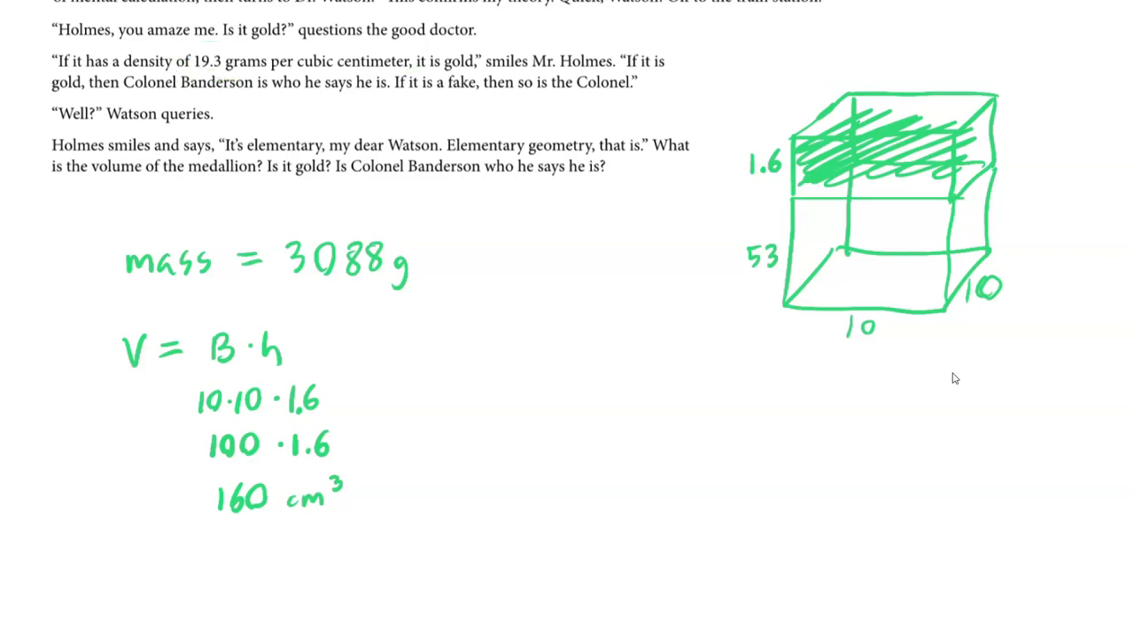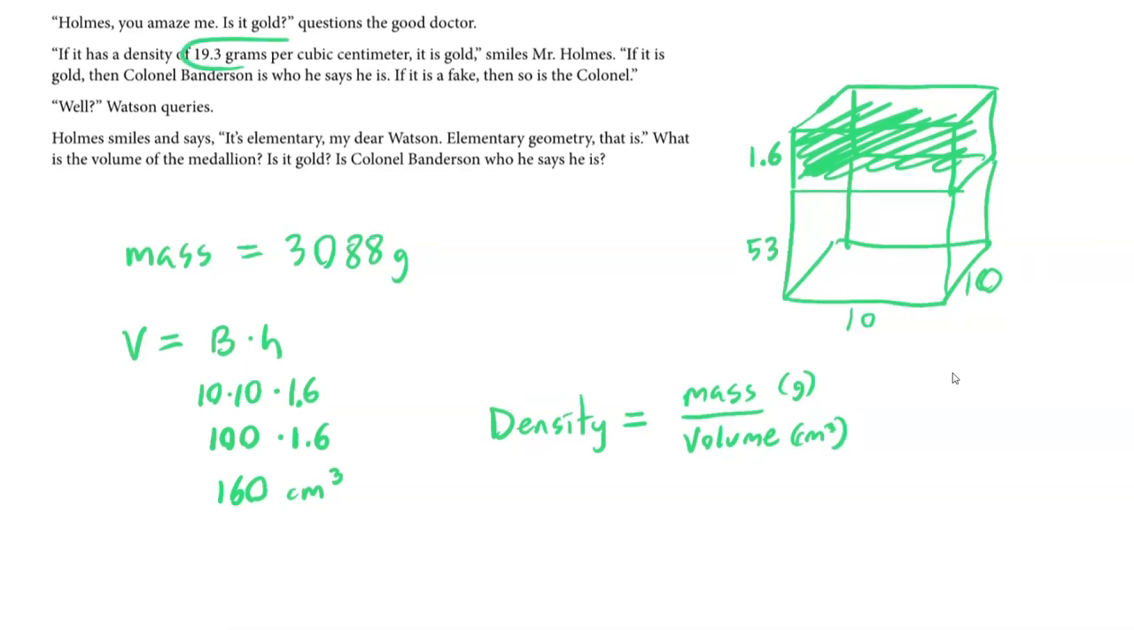Whoa, that was a terrible circling job. So let's find the density. Again, density is mass per volume. Again, you could just check the units. It's grams per cubic centimeter is what we were given right up here. So we get 3,088 grams per 160 cubic centimeters. The question is, is it gold? 3088 and 160.